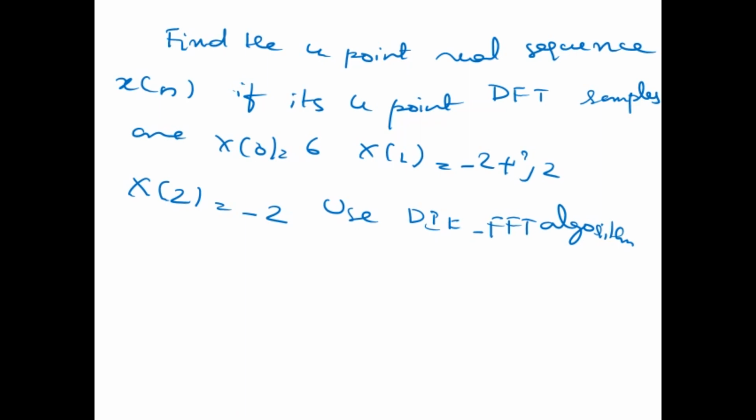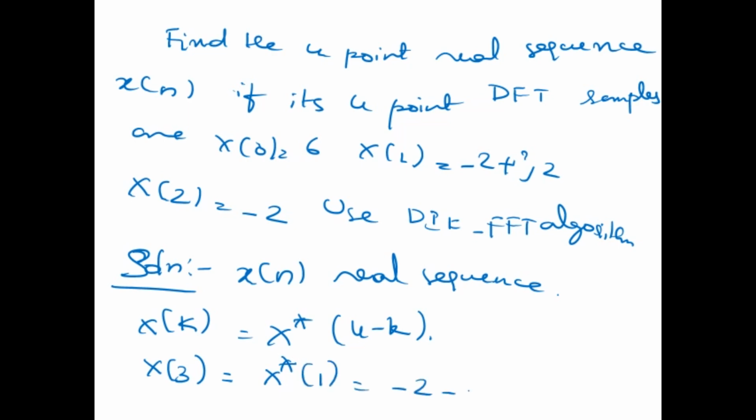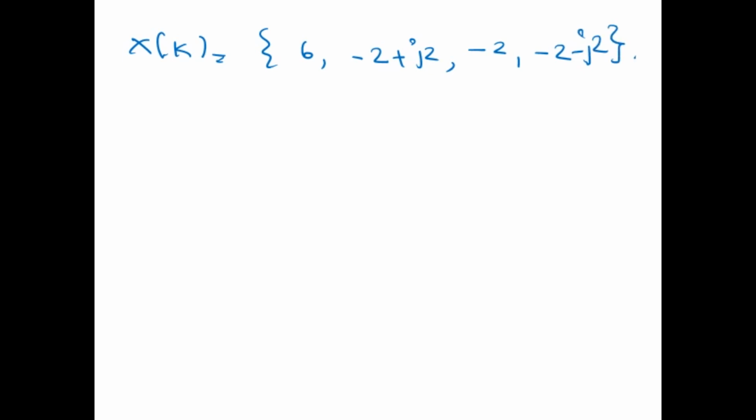So it has given x of n is real sequence. That means it should satisfy the symmetry condition. That is x of k is equal to x star of 4 minus k. Then x of 3 is equal to x star of 1, which is equal to minus 2 minus j2. Then x of k will be x of k is equal to 6, minus 2 plus j2, minus 2, minus 2 minus j2. Let us write the butterfly diagram for DIF FFT algorithm.